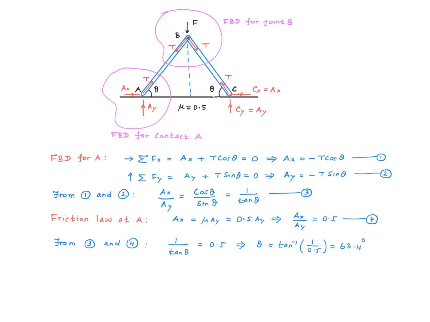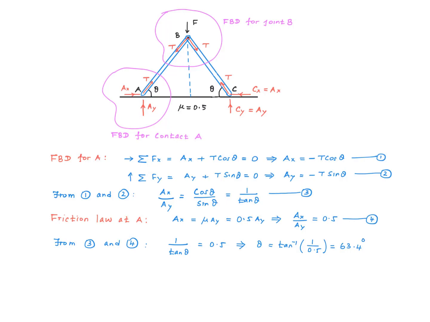So let's pause for a second and see what just happened here. We just answered the question. The question was to find a value for theta, right? We only had to use the equilibrium equations for contact A and the friction law in order to achieve this. We didn't have to use joint B, and therefore the force F never entered into the formulation up until this point, right? So what we are finding here is that the minimum value of theta that can be sustained without sliding at contacts A and C is 63.4 degrees, and this value is independent of the force F that you apply in the vertical direction at point B.